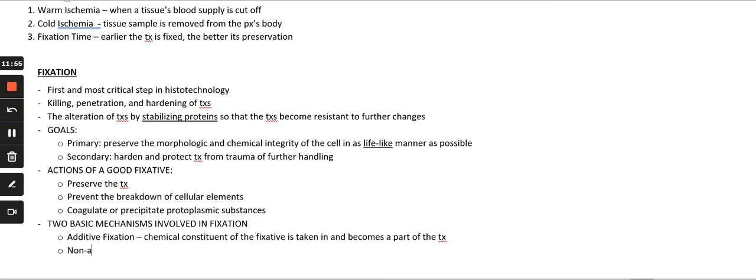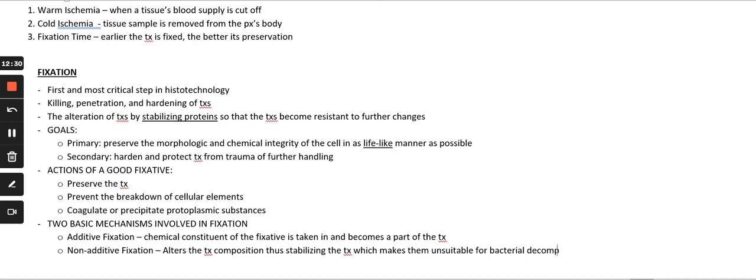Another one is your non-additive fixation. In non-additive fixation, the fixing agent is not taken up by the tissue. Instead, it alters the tissue composition, thus stabilizing the tissue, which makes it unsuitable for bacterial decomposition.